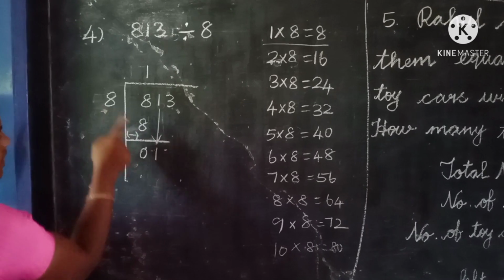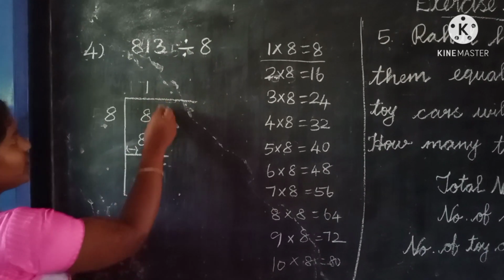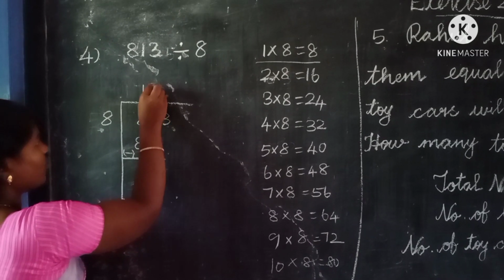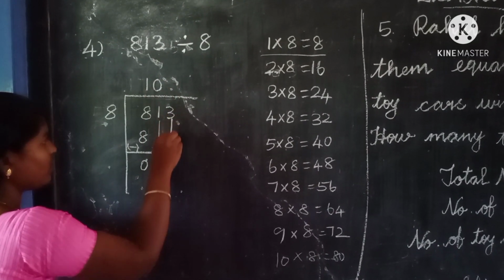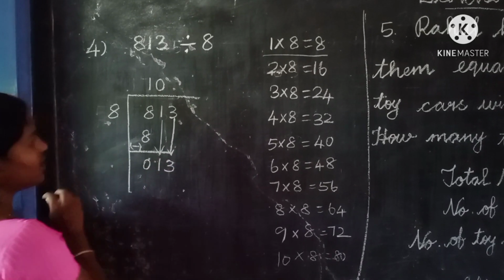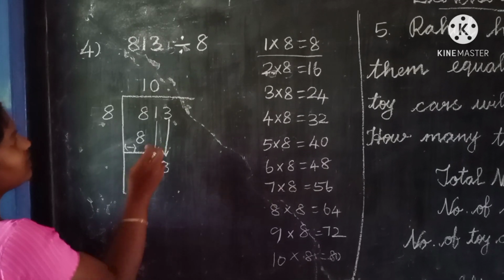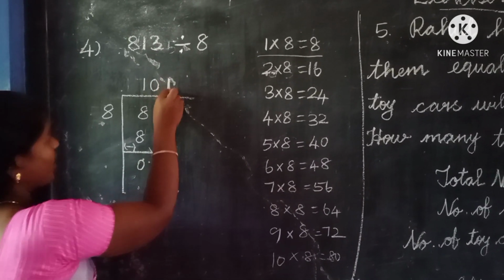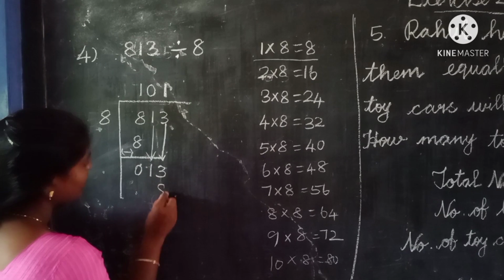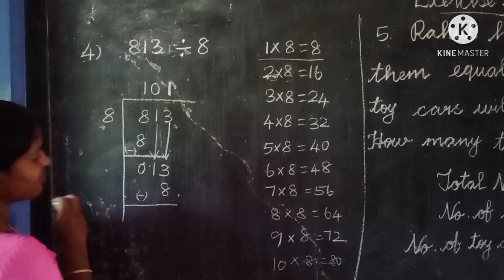See children, here 8, here 1. 8 will not divide 1. So here put 0. After that we write down the next number. Consider 13. How many 8s in 13? 1. So here put 1. 1 8 is 8. Next, here put the subtraction symbol.